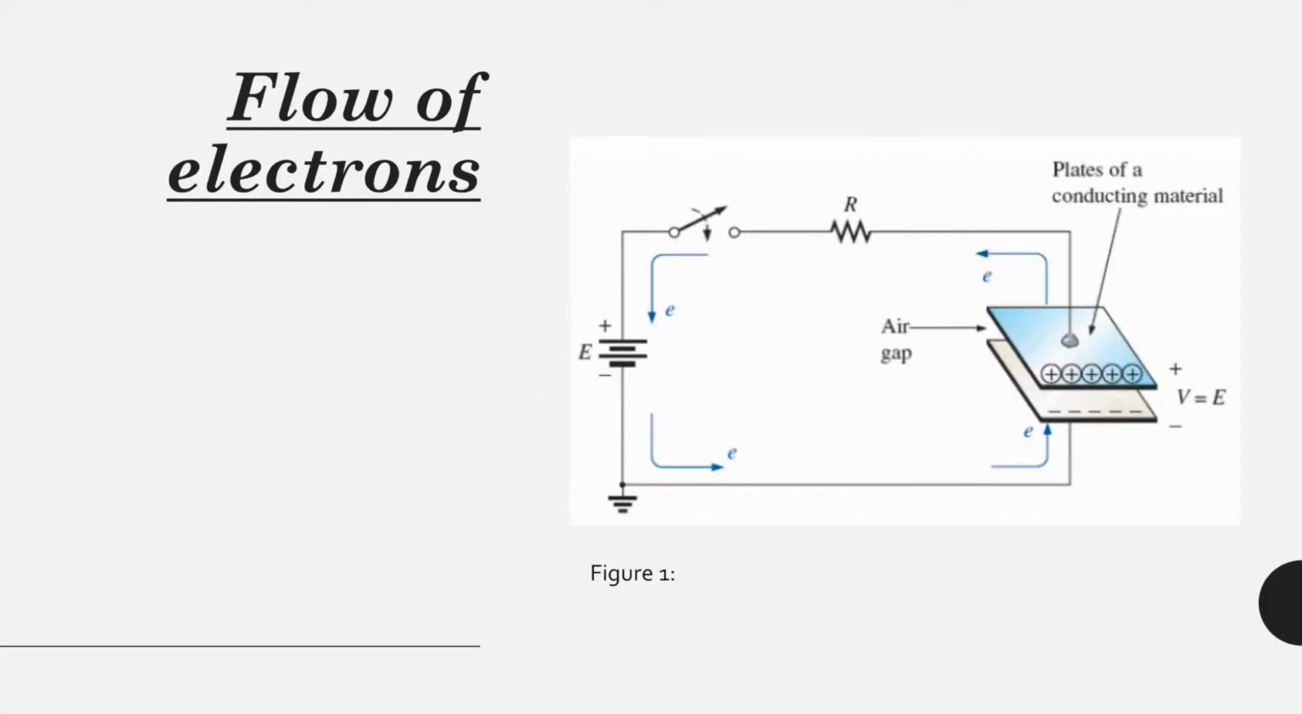In a battery, electrons are stripped from atoms on the top plate and head to the positive terminal. This creates a net positive charge on the top plate. The electrons are deposited on the bottom plate.